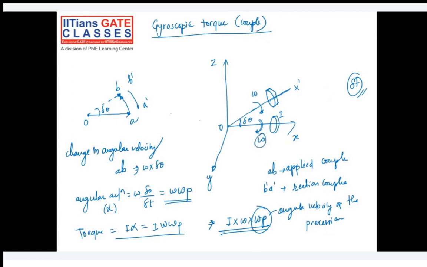Omega is the rotation velocity or angular velocity of the rotor, and omega p is the angular velocity of precession, which is the angular velocity of the axis of the spin. Our axis of the spin is changing from OX to X dash with a delta theta angle in delta t time. So this is another formula you should know how to calculate the torque. One is the applied action torque and the other was a reaction torque. So let's try to understand this action and reaction in more detail through some practical examples.